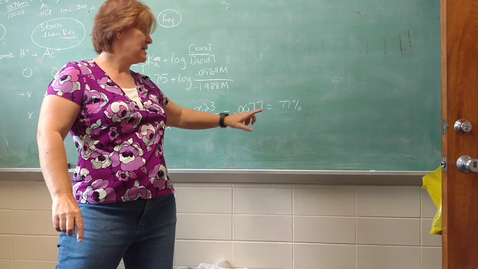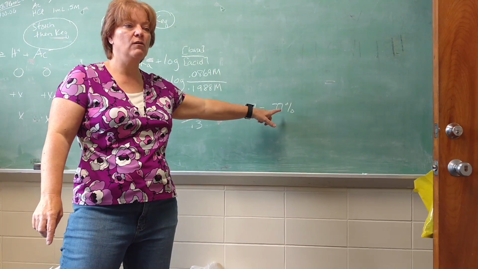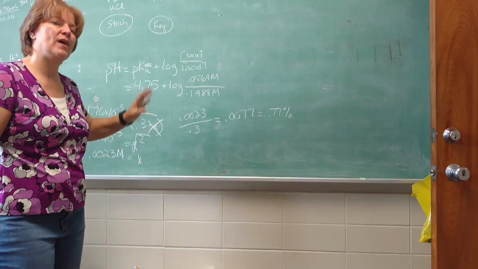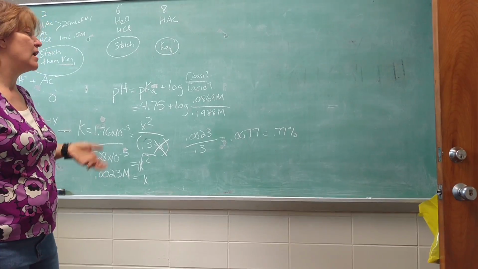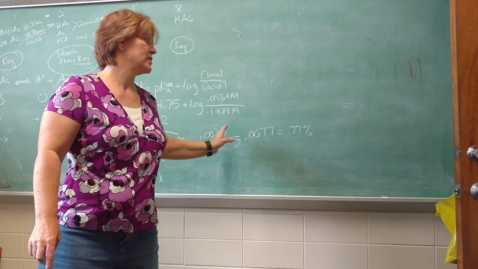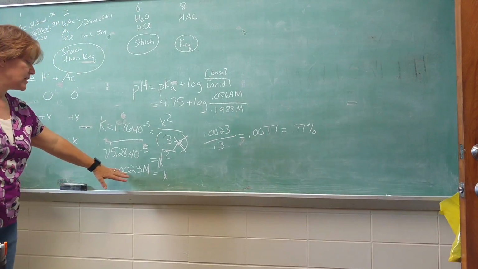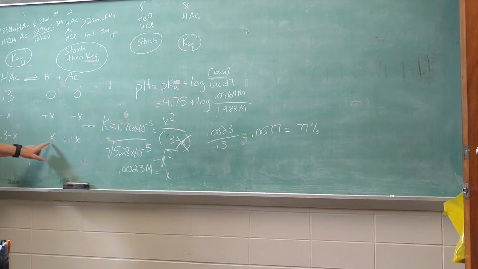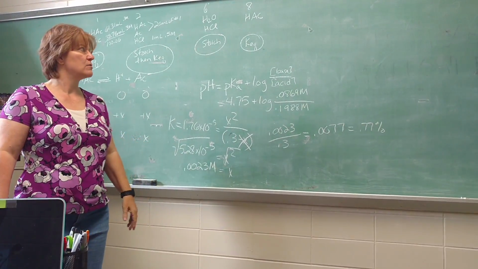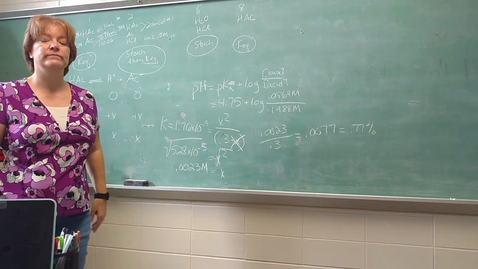I'm safe. If this turns out to be 9 or 12, then I have to go back and redo it using a quadratic, because that's going to be substantially different, enough to affect the final answer. This is much smaller, so I can always double check and justify. Then I take the negative log of this, because it represents the H plus concentration at equilibrium, and I get the pH. And that's how we do all of them.